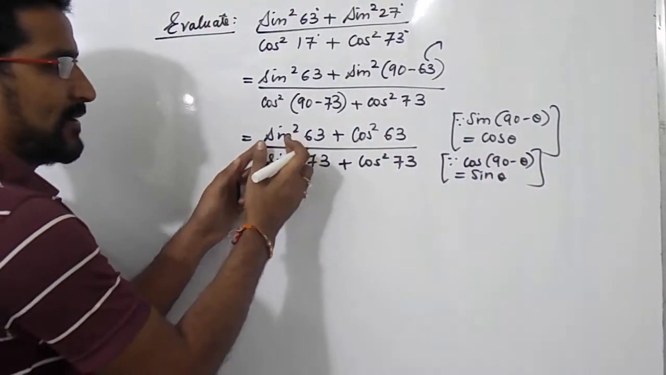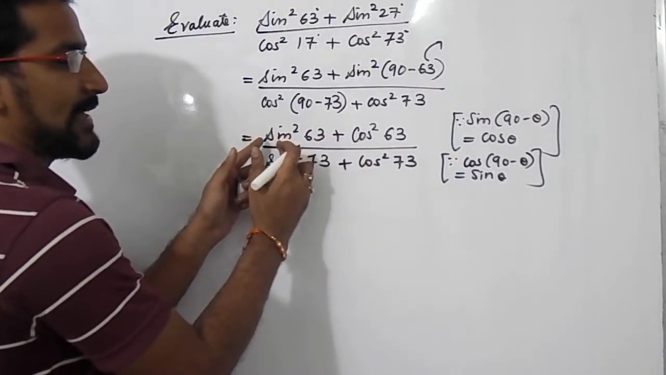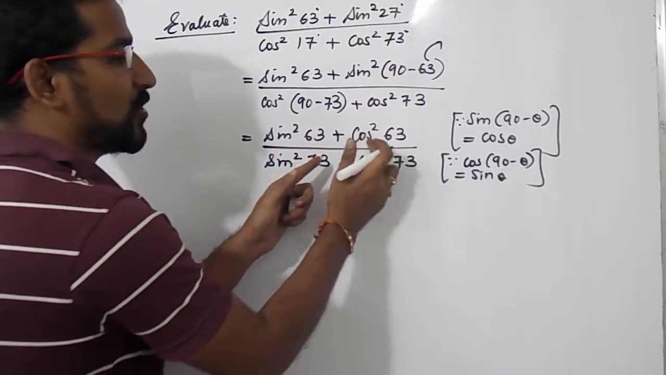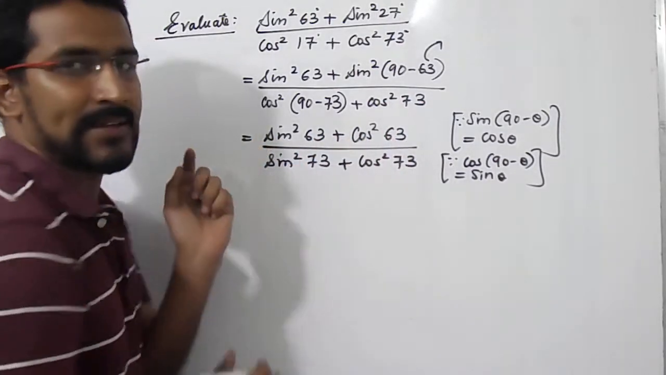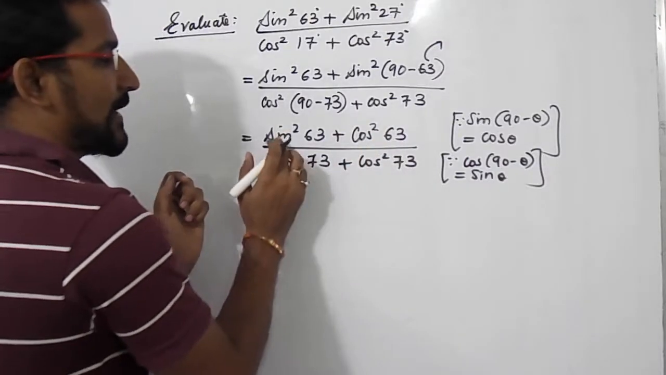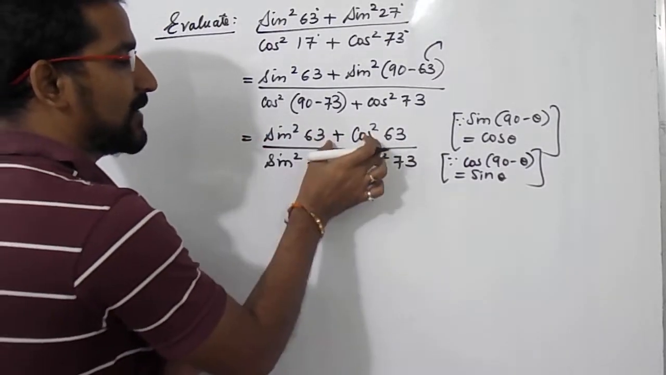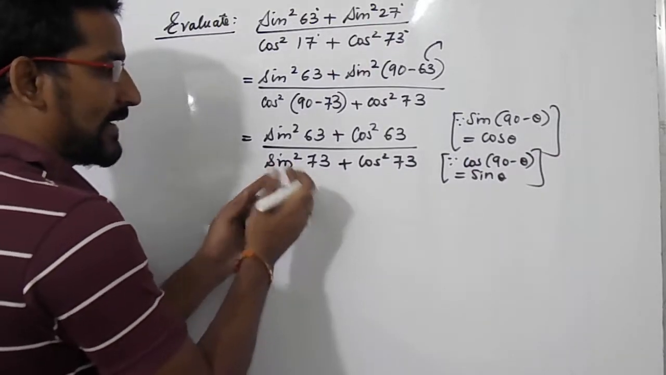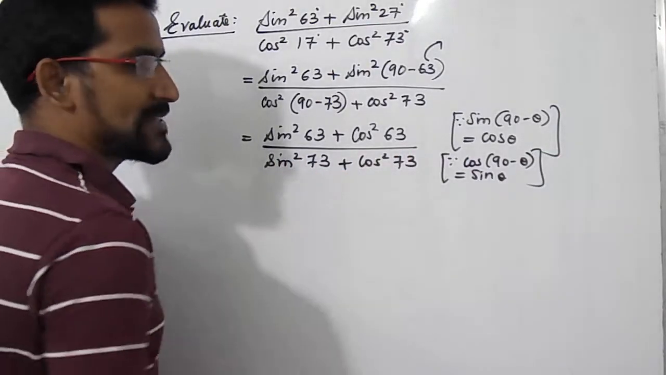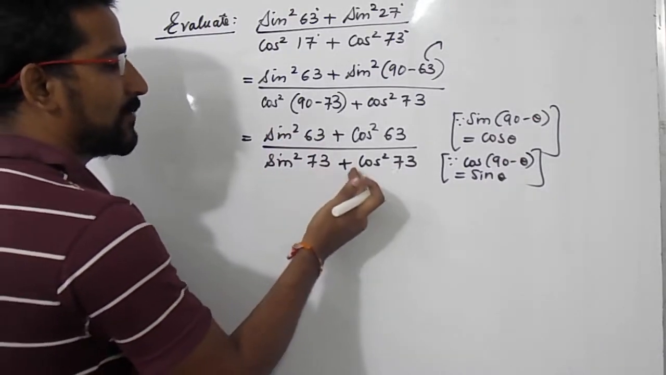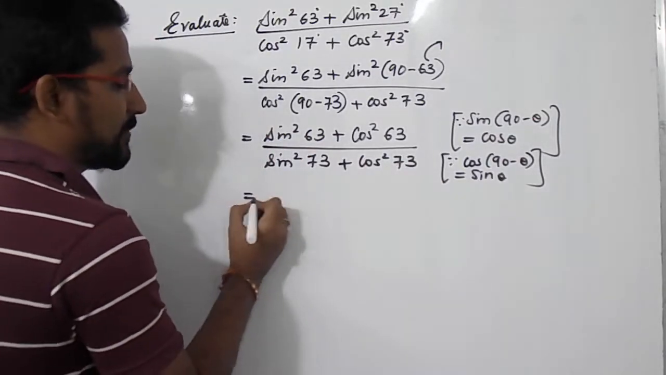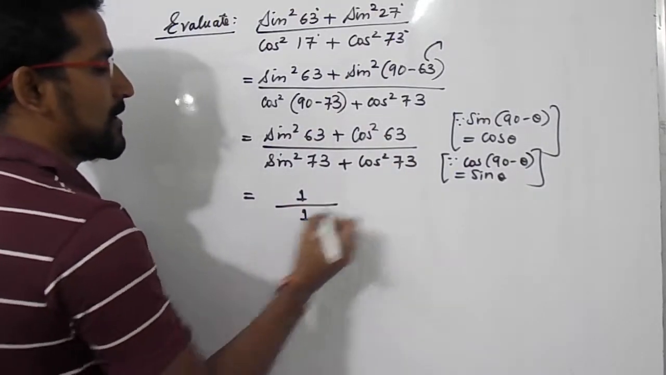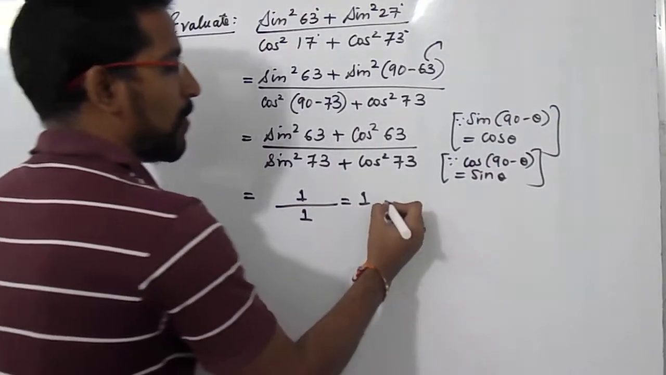Now if you see here, this is nothing but an identity, sin square 63 plus cos square 63, that is sin square theta plus cos square theta, both with the same theta value, that is 63 and 63. So I can use that identity, sin square theta plus cos square theta equals 1. In the denominator also we are getting sin square 73 plus cos square 73, again sin square theta plus cos square theta, which equals 1. So this is 1 divided by 1, that is equal to 1.